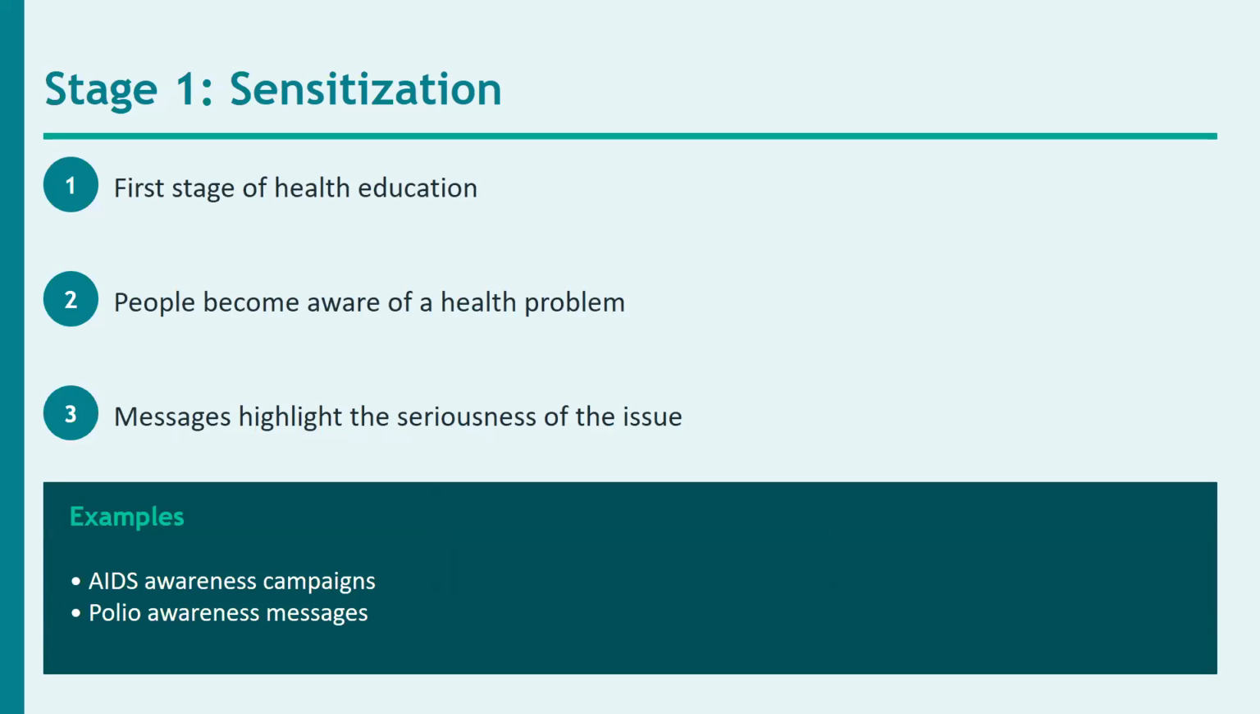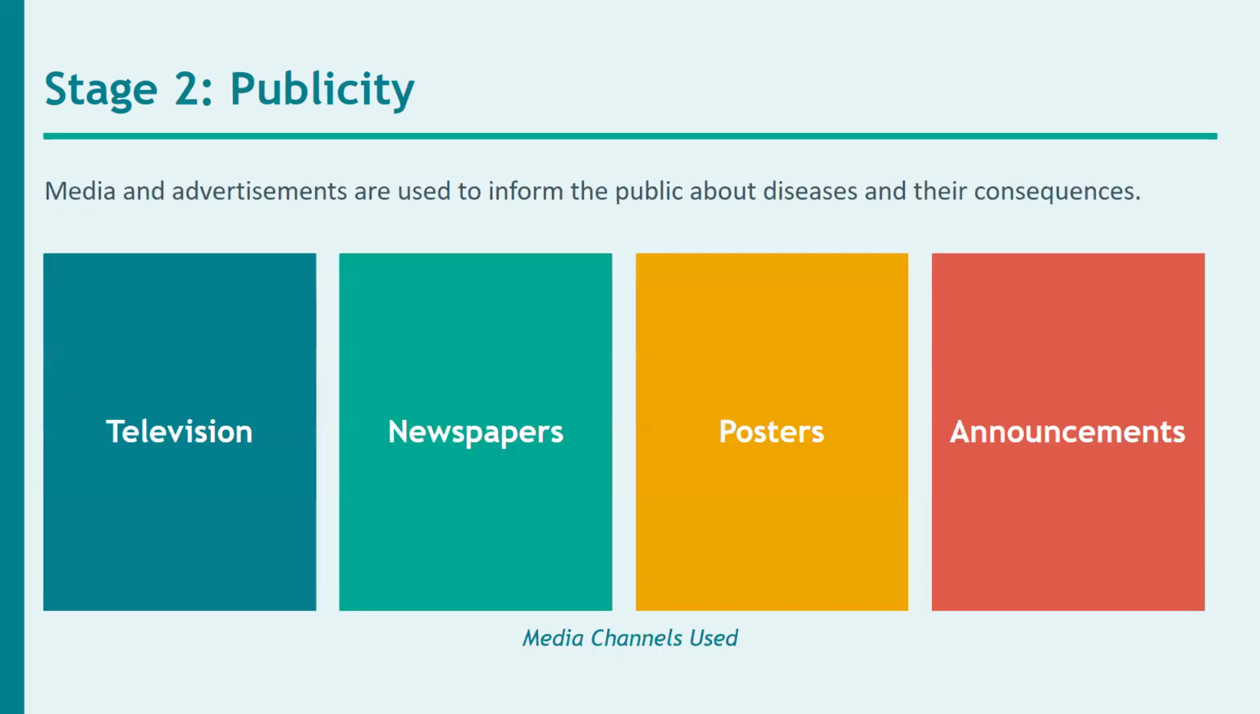The stage of sensitization is the first stage where people become aware of a health problem and the messages highlight the seriousness of the issues. For example, AIDS awareness campaigns, polio awareness messages will be conveyed to the people that how much dangerous is AIDS for them or polio for them, for their children.